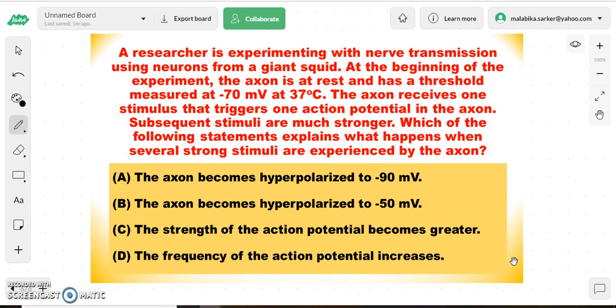In order to answer this question, we need to know what a neuron is, what an axon is, what a stimulus is, what an action potential is, what we mean by stronger subsequent stimuli, what hyperpolarization is, and what the strength and frequency of the action potential are. I want to walk you through all the necessary learnings before you become confident in answering the question correctly. So let us begin.